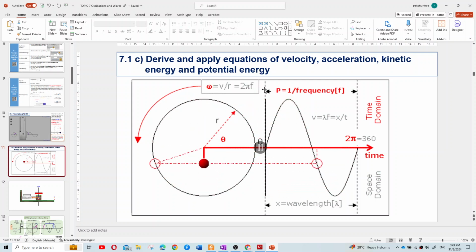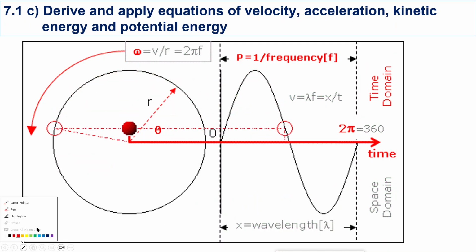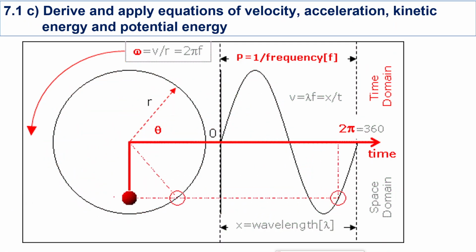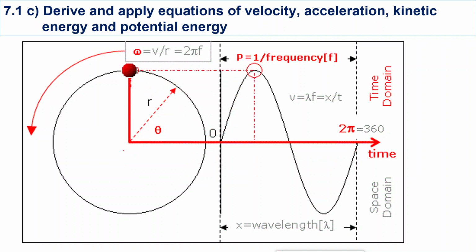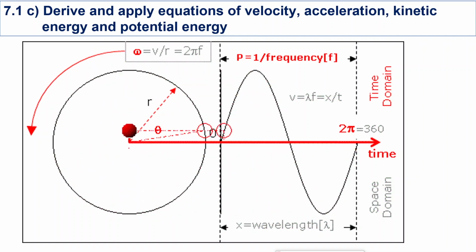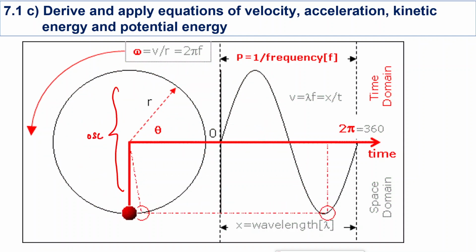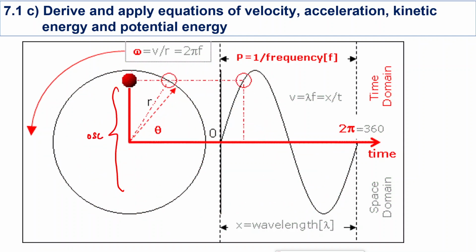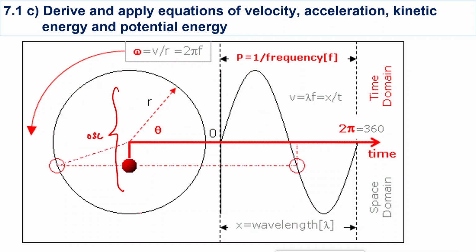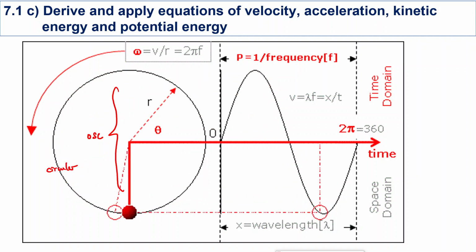I cannot write here. Can I write here? Yes, I can write here. So this here is an oscillation. You can see this part. This is an oscillation, right? Oscillation of the red ball, and then you can see this one is a circular motion.